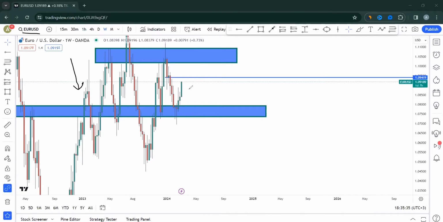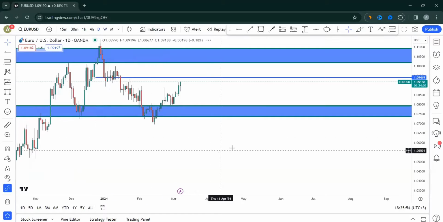Are we together? So also we're reaching this neckline, which is a resistance. We shall be expecting some minor retracement. Are we getting it? So this is a resistance that we expect the market to push to, and we expect a minor pullback, right? So let's continue to the daily time frame.